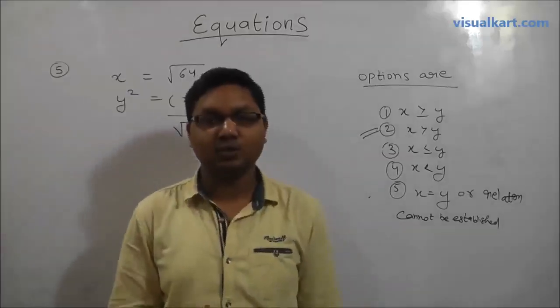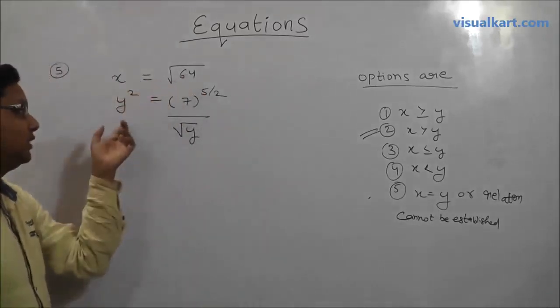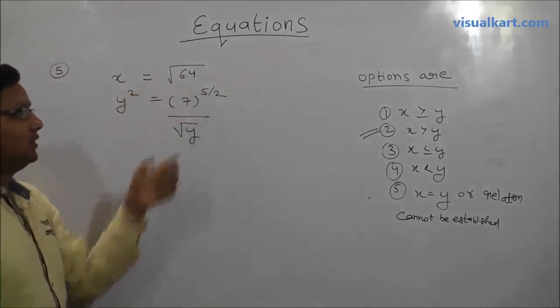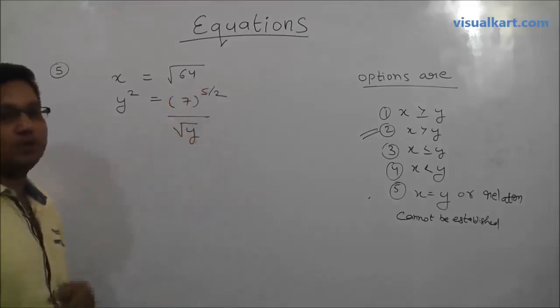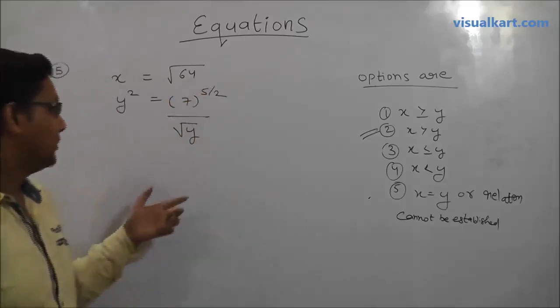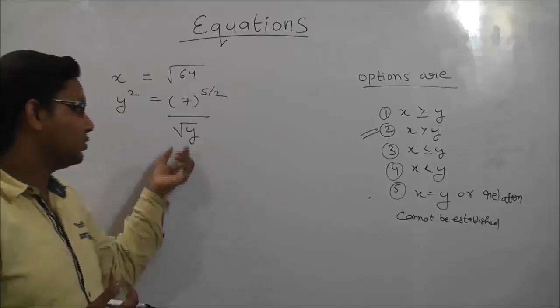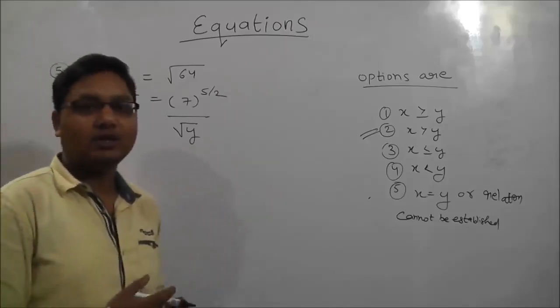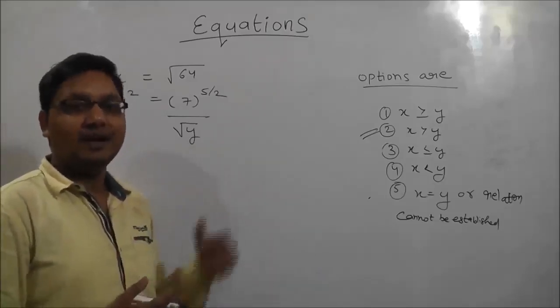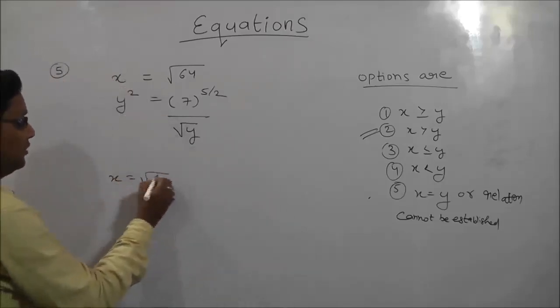Let us see our fifth question, that is x equals root over 64 and y square equals 7 to the power 5 by 2 upon root y. So in this question it is looking very easy, but some of the students are not able to solve the second equation, the equation of y, and they leave the question, but the question is very easy. Let us attempt that. x equals root over 64. So what is the value?